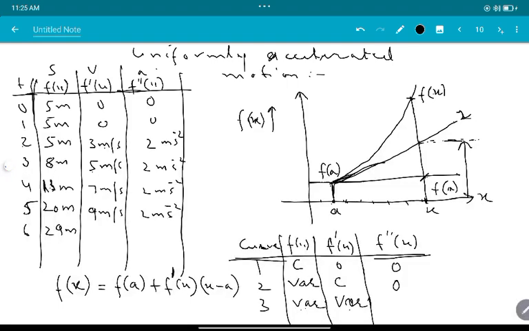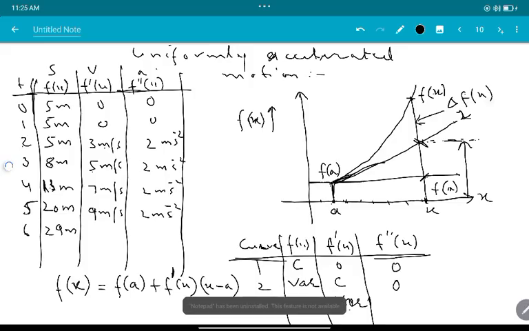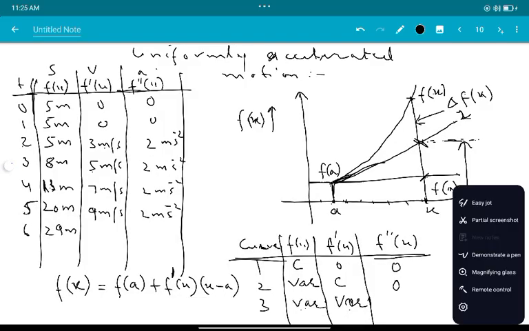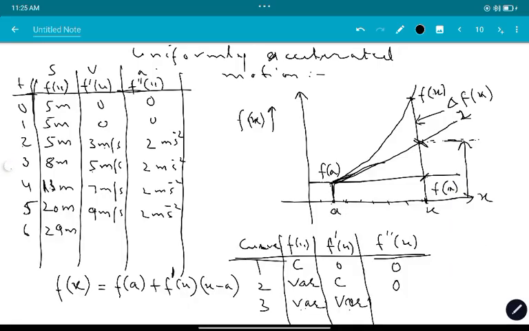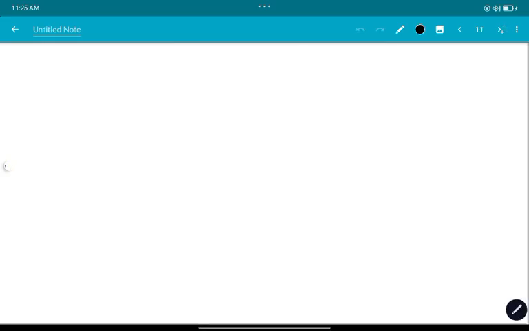Now the important thing is that this additional distance, that is our concern here. Let me simply call this additional distance delta s, delta f(x). How much is this delta f(x)? That is our point. To understand how much this delta f(x) is, let us go to another situation.